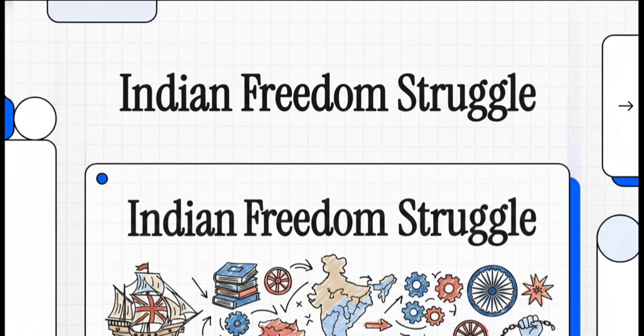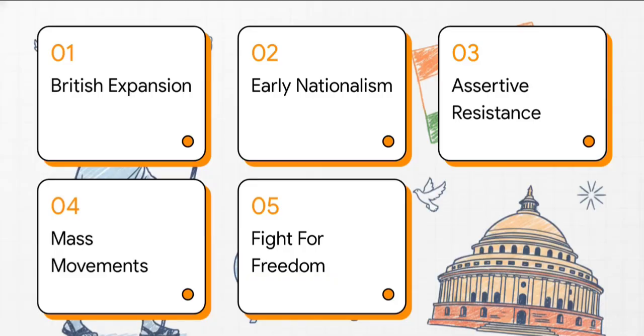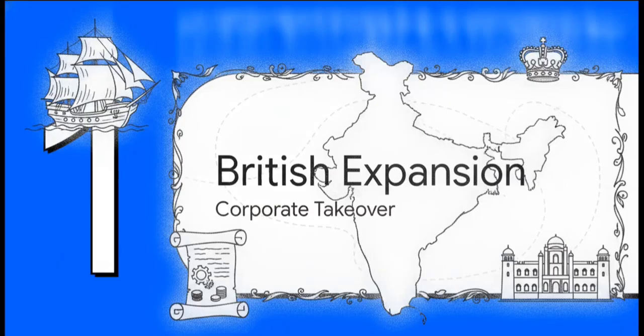Because history isn't just some random list of dates to memorize. It's this fascinating chain reaction where every single British action triggered a powerful, undeniable Indian reaction. To make this super dense history totally clear and digestible, we're breaking it down into 5 key phases: British expansion and control, sparks of Indian nationalism, the assertive resistance, the era of mass movements, and lastly, the final fight for freedom. Okay, starting off with Phase 1, British expansion and control.